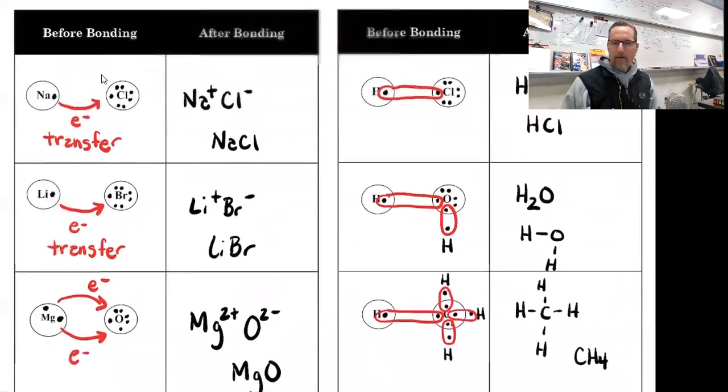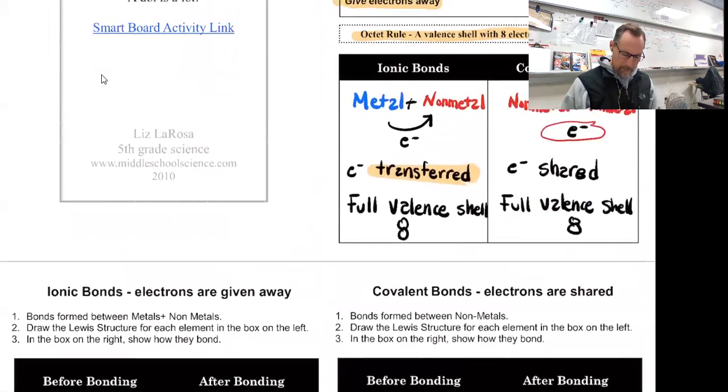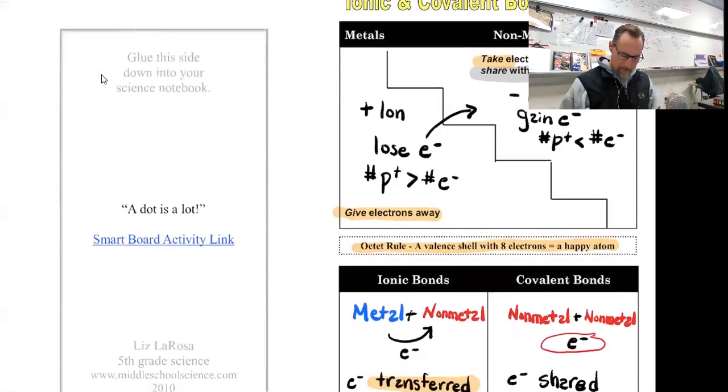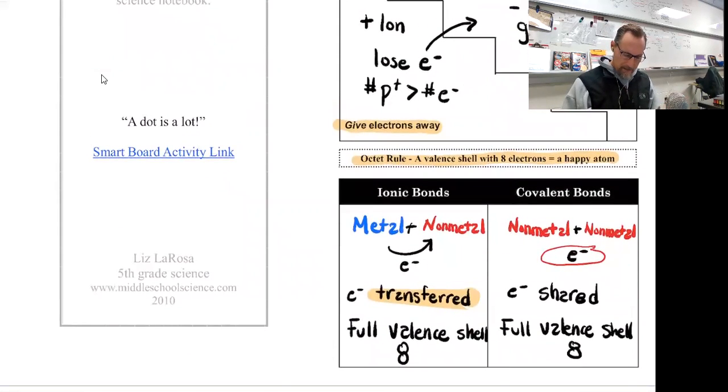Okay, so I hope this little review helps explain how ionic and covalent bonding work. The biggest thing to just keep in mind is that the goal of each of these is to reach a stable valence shell with 8 electrons. That's the whole goal.